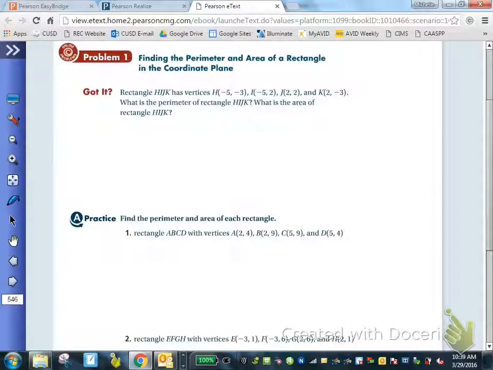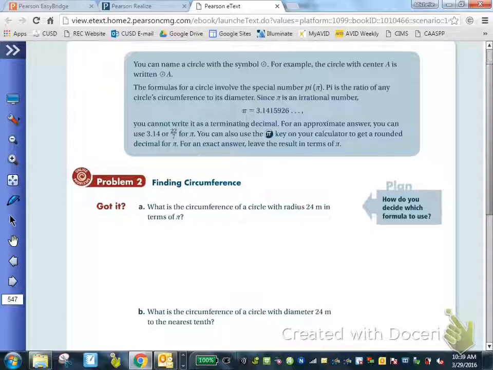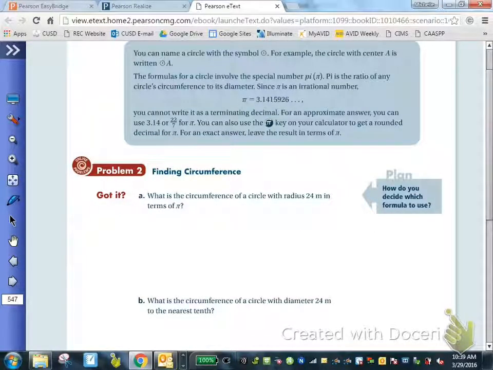We're going to talk about area of a circle. It gave us some notation. You can name a circle with the symbol. This is the symbol for circle. So you know how the symbol for a triangle is a little triangle? The symbol for a circle is a circle with a dot in it to indicate the center. So for example, circle with center A is written as this symbol with A. So the center is how we name circles.